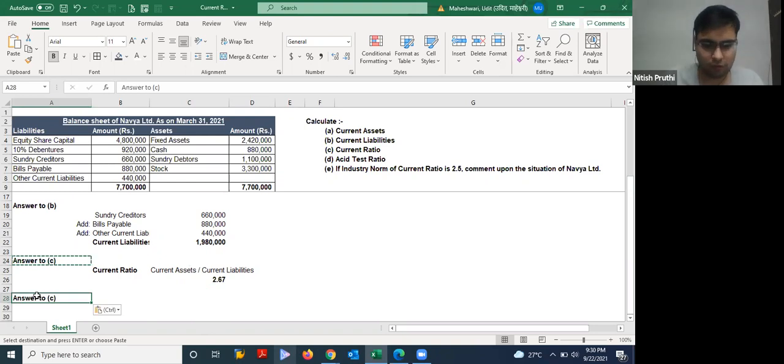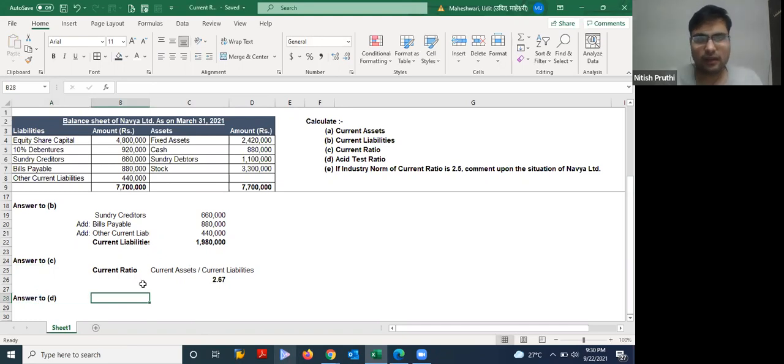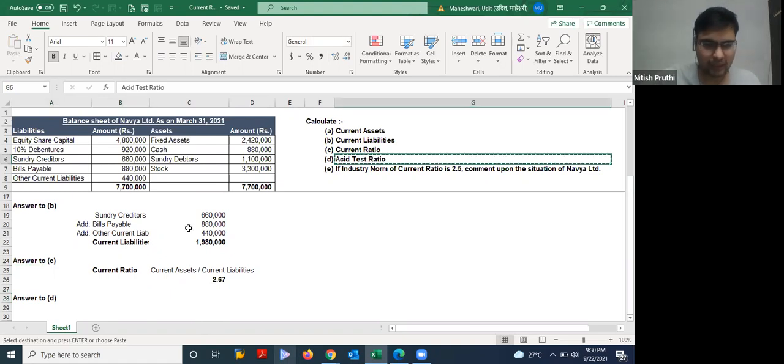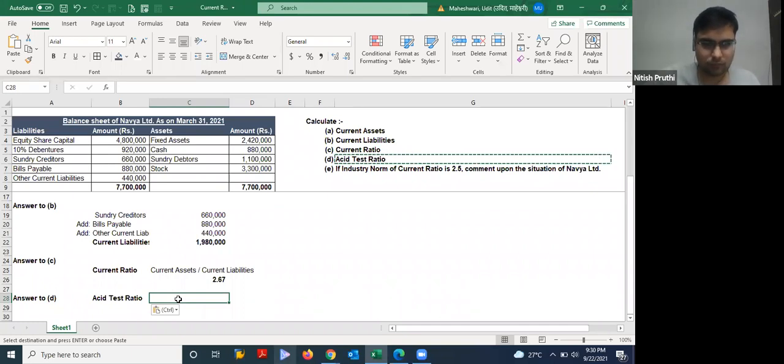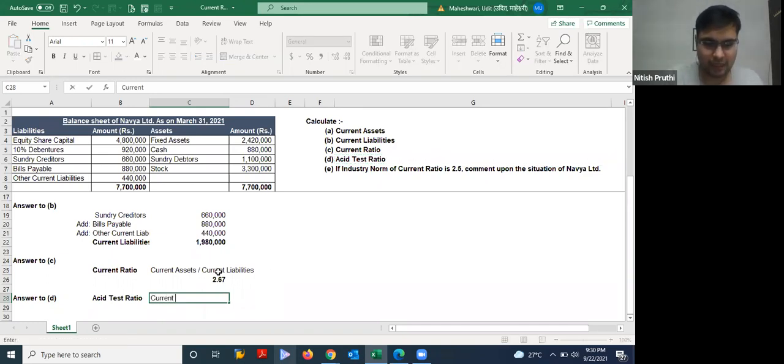Now coming on to the fourth part, that is asset test ratio. So asset test ratio is just an extension of current ratio. Now what is it? Any guesses for the same? So asset test ratio, if we go in detail, says current assets minus stock minus prepaid expenses, if any. So this is the general formula.